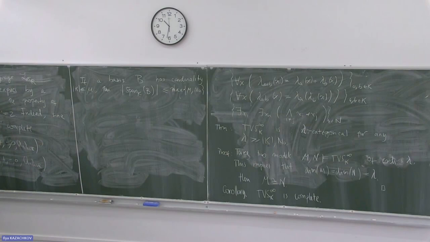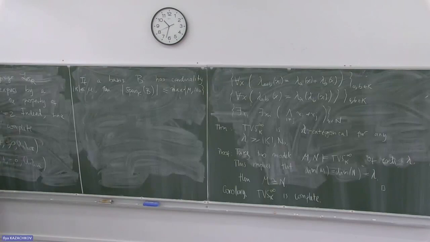So each of these two structures is a model of this theory. This theory only says that I am a vector space which is infinite over the real numbers. This is a vector space over the real numbers which is infinite, right? This is also a vector space over the real numbers which is infinite. So they're both models of this theory. You agree? Now, if the theory is complete, this means that any two models have to be elementarily equivalent.